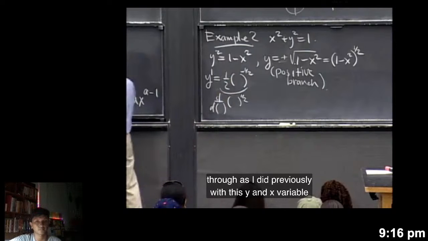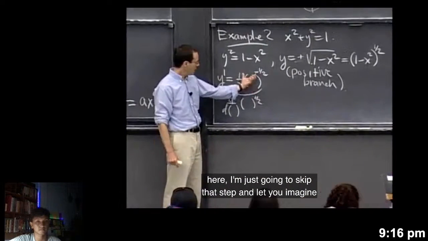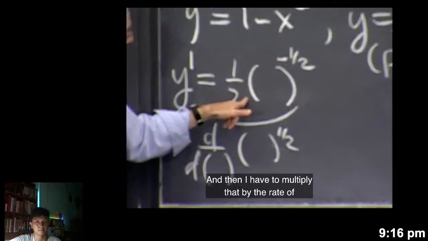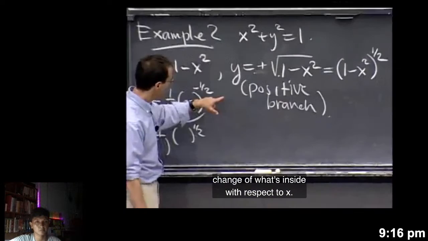Y and x variable here, I'm just going to skip that step, and I'm going to let you imagine it as being a placeholder for that variable. So this variable is now parenthesis. And then I have to multiply that by the rate of change of what's inside with respect to x, and that is going to be minus 2x. All right, the derivative of 1 minus x squared is minus 2x.